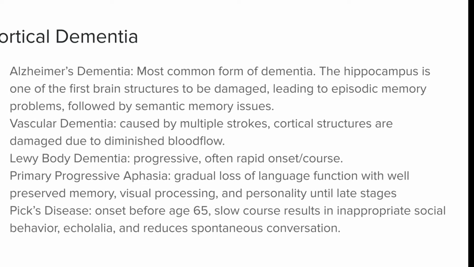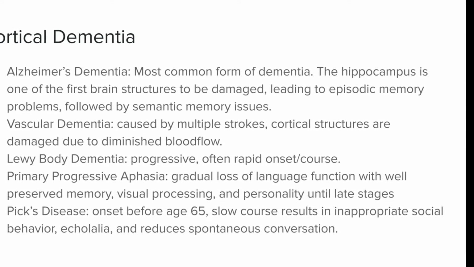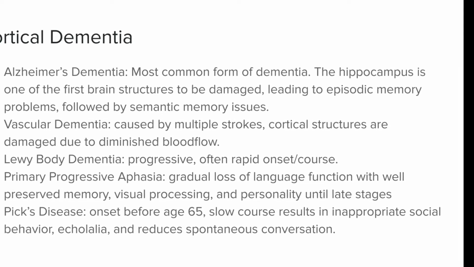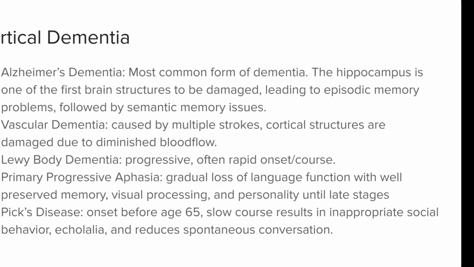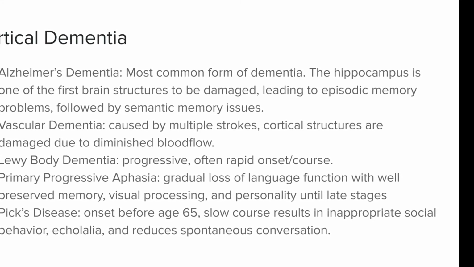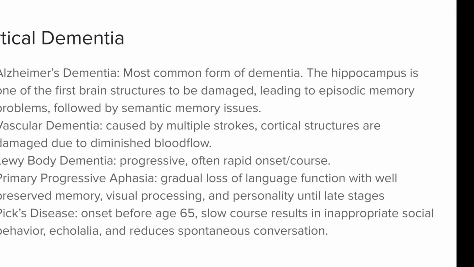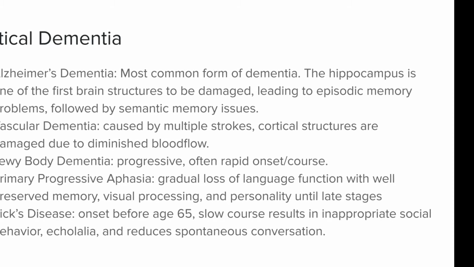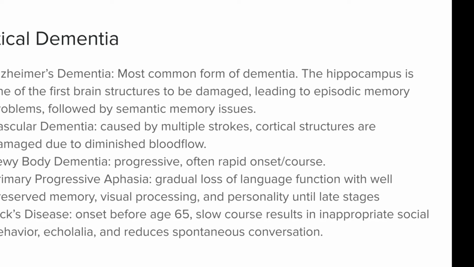Another form of cortical dementia I wanted to discuss with you guys is primary progressive aphasia. So, individuals with primary progressive aphasia, or PPA, will gradually lose their language function while maintaining a relatively well-preserved memory, visual processing skills, and personality until the advanced stages of the disease. So the effects on communication of primary progressive aphasia typically begin with word-finding problems, and then they progress to impaired grammar or syntax and comprehension.